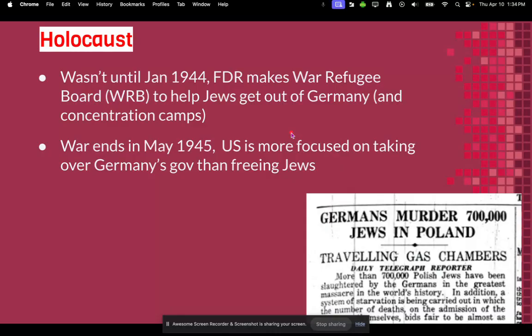So it wasn't until 1944 that FDR made the War Refugee Board, or the WRB, to help Jews get out of Germany and concentration camps. The war ends in May of 1945, and the US is more focused on taking over Germany's government than they are on freeing the Jews.